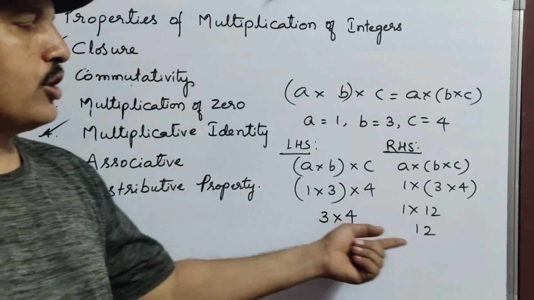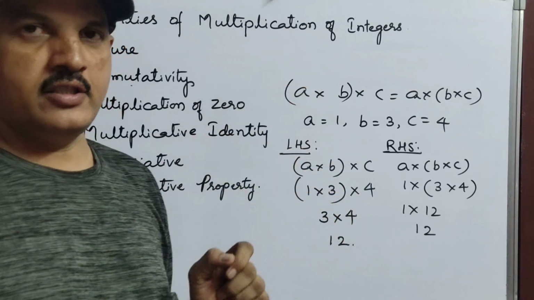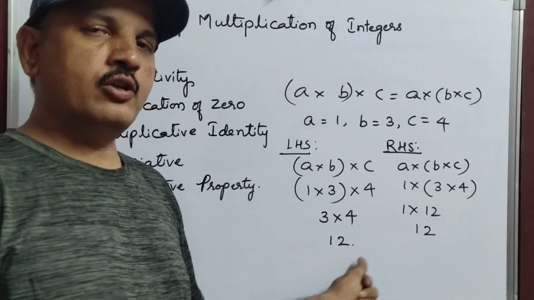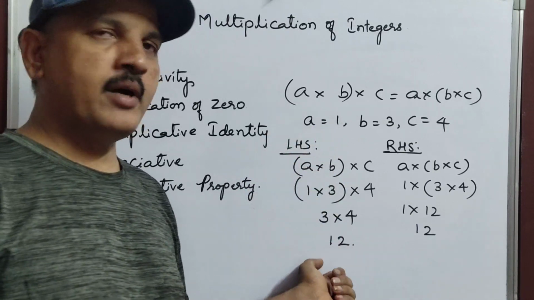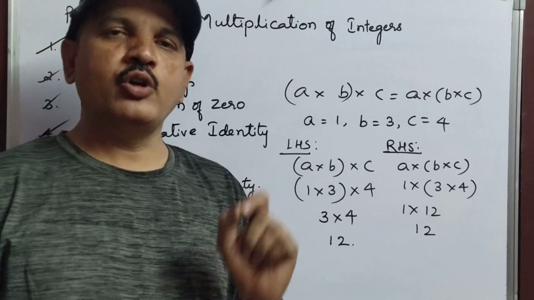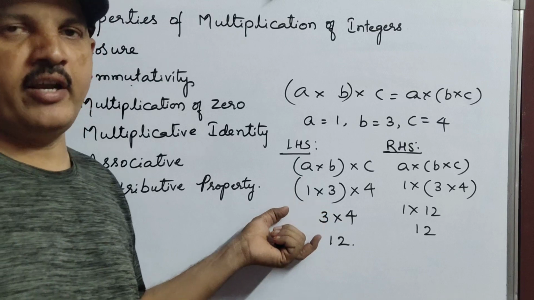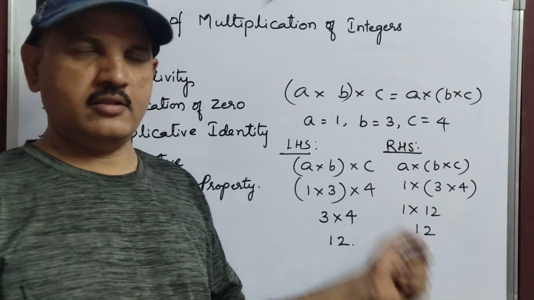Sir, is it always possible or not? Yes, multiplication of integers is always possible. If you did not get the same answer for both, that means you made some mistake while simplifying. Okay, try to understand that.